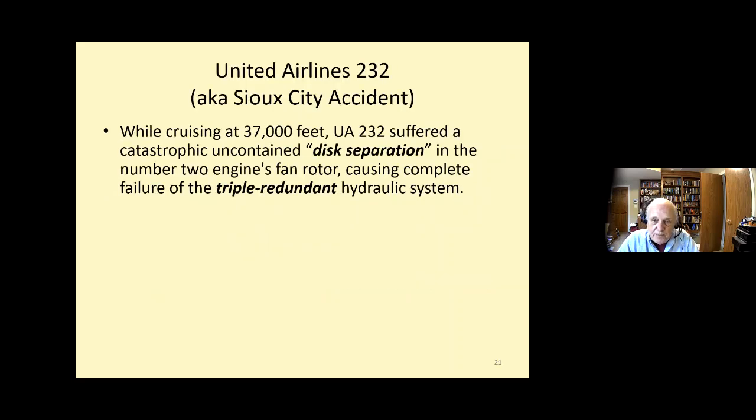Okay, my third example is another very famous reliability disaster known as United Airlines 232, sometimes also called the Sioux City Accident. This arose in 1989, where a DC-10 was flying from Denver to Chicago. And when they got over Sioux City, Iowa, about 3/4 of the way there, they suddenly had what's known as a catastrophic disk separation.